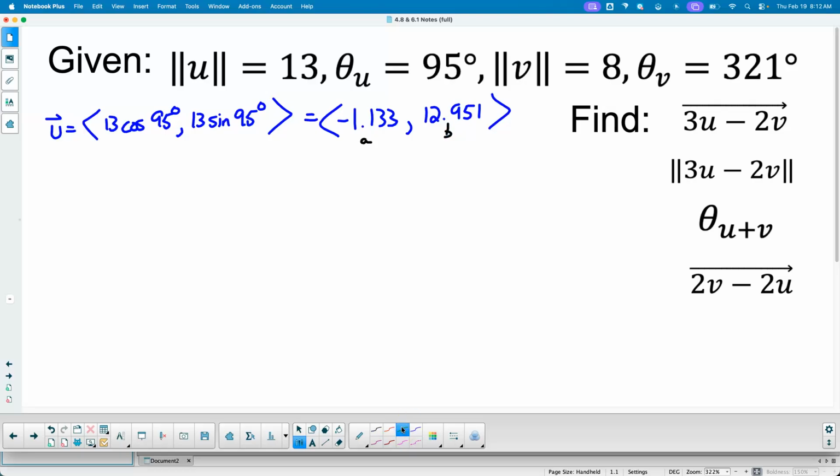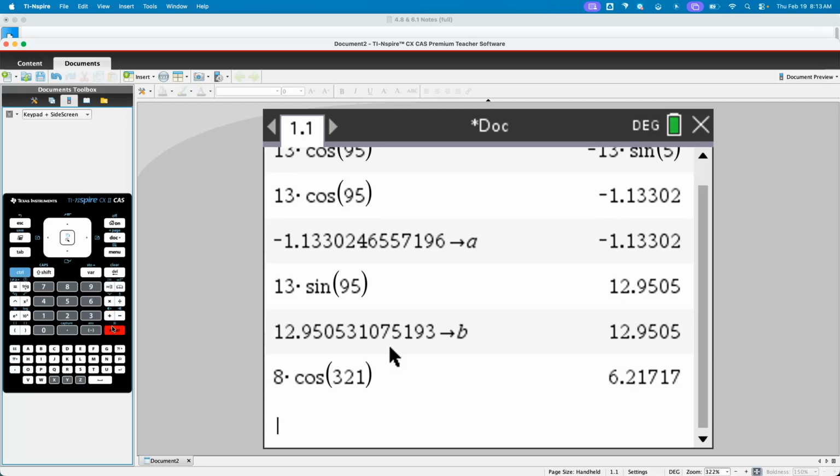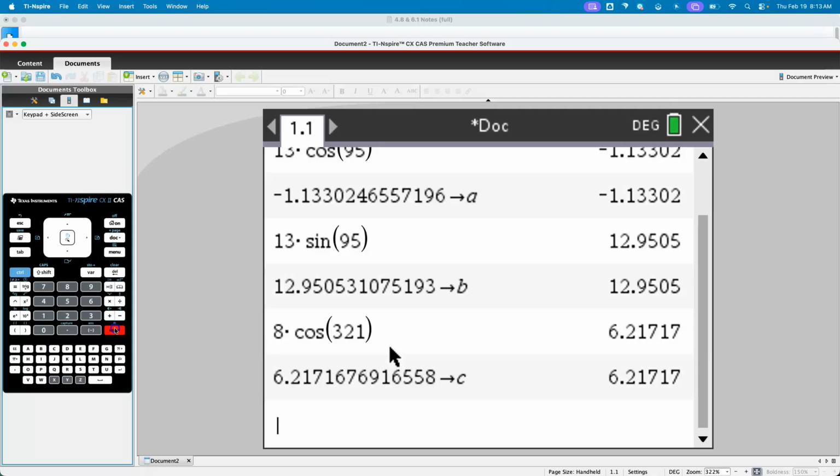Now I need to do vector v. Vector v is going to be 8 cosine of 321 degrees, 8 sine of 321 degrees. 8 cosine 321. I'm going to store that as C. 6.217.